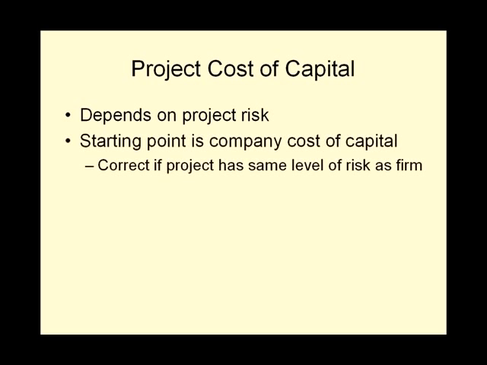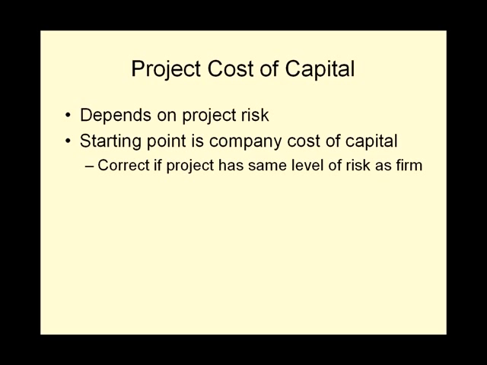Before we end this session, I want to introduce the concept of the project cost of capital. When evaluating a new business opportunity, such as Project Green for General Motors, we have to think about the project risk in determining the appropriate cost of capital to use, or the appropriate discount rate. In selecting a project cost of capital, we typically start with the company cost of capital. And if, as we assumed initially for Project Green, the project has the same level of risk as the firm, then the company cost of capital is the correct discount rate to use in evaluating this new business opportunity.